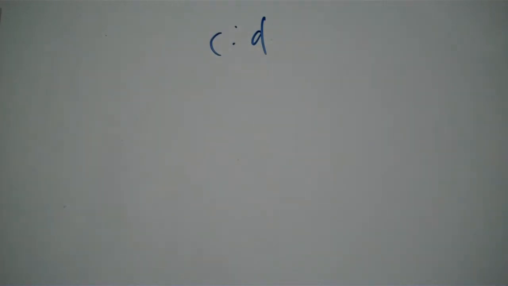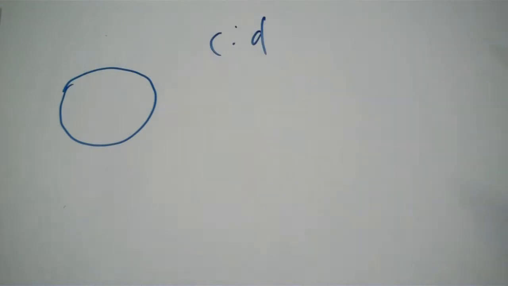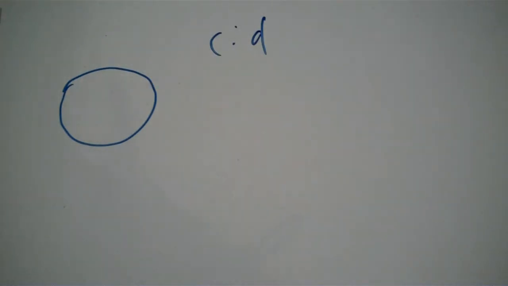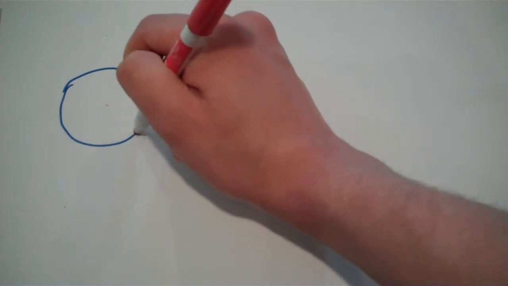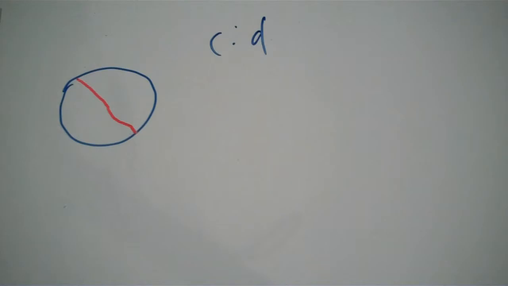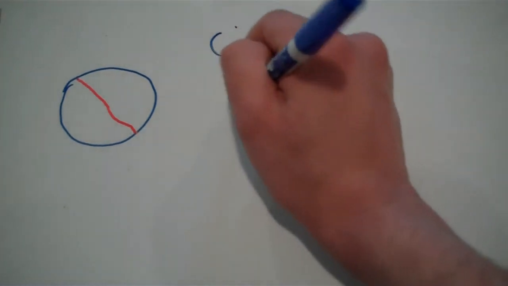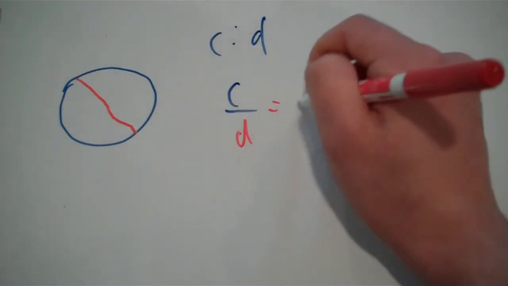Now, the circumference of a circle is the outermost edge of the circle. Like in blue, that's the circumference. The diameter, then, is a line from one edge of the circle through the center point to the other edge. So, if we take our circumference and divide it by our diameter, we get pi.